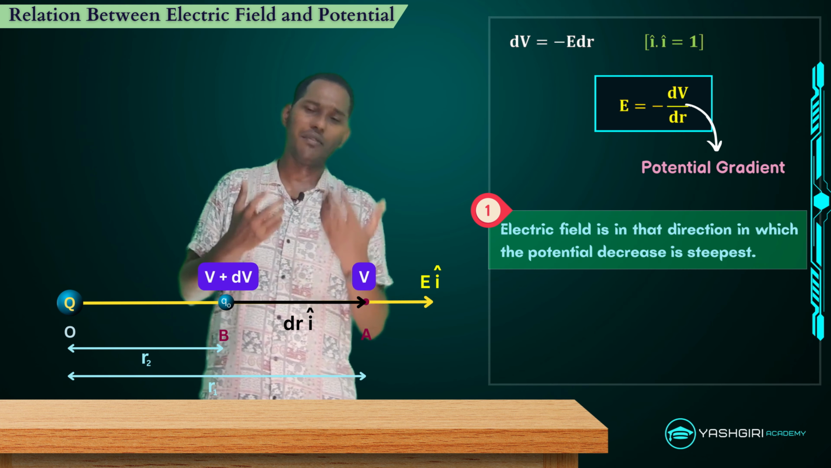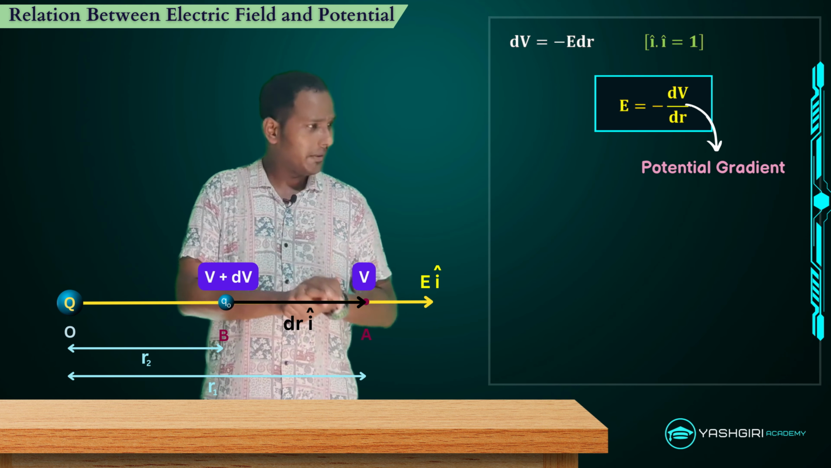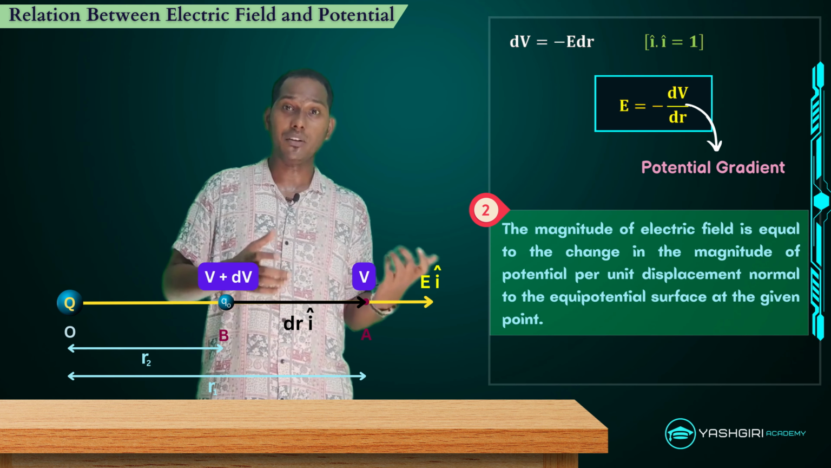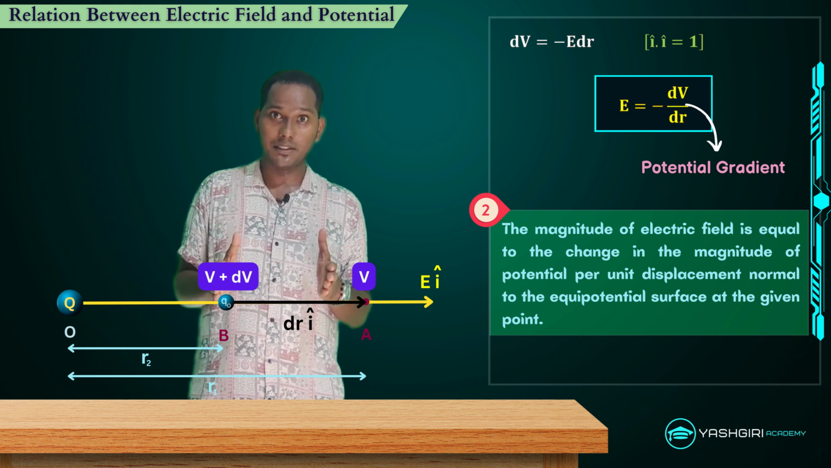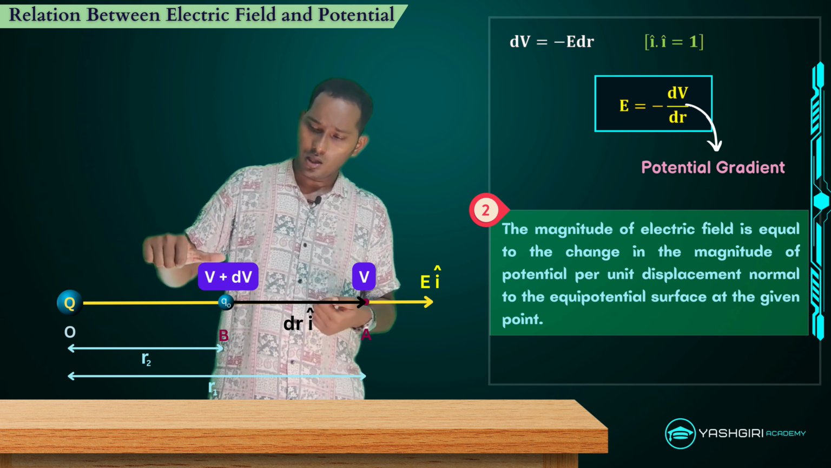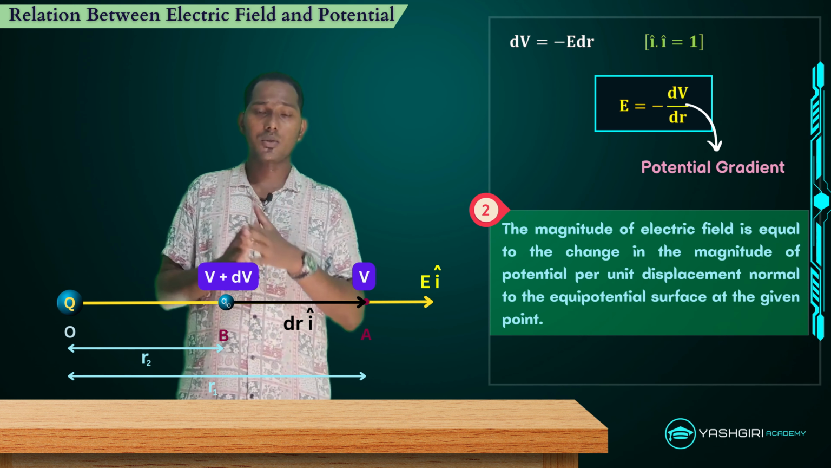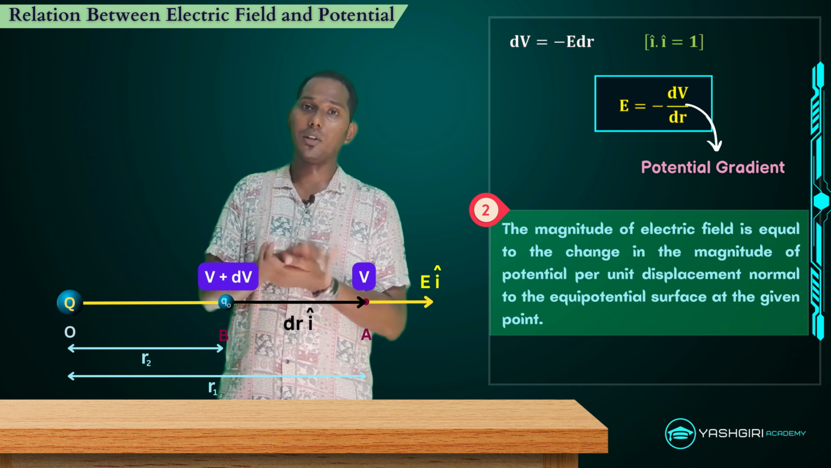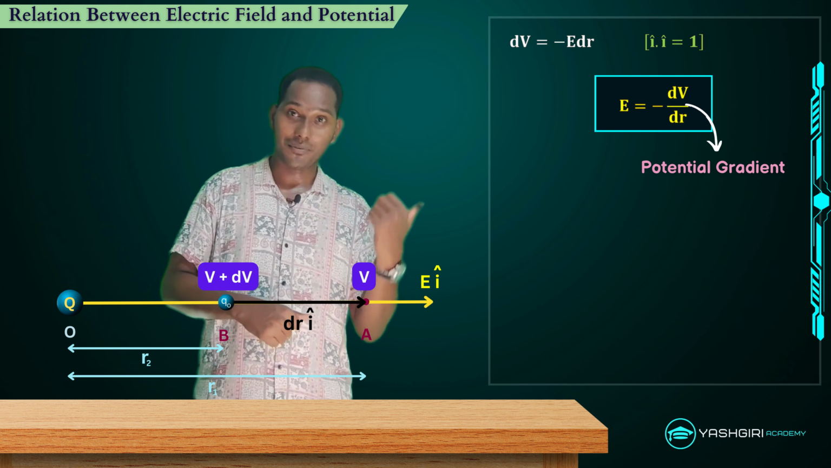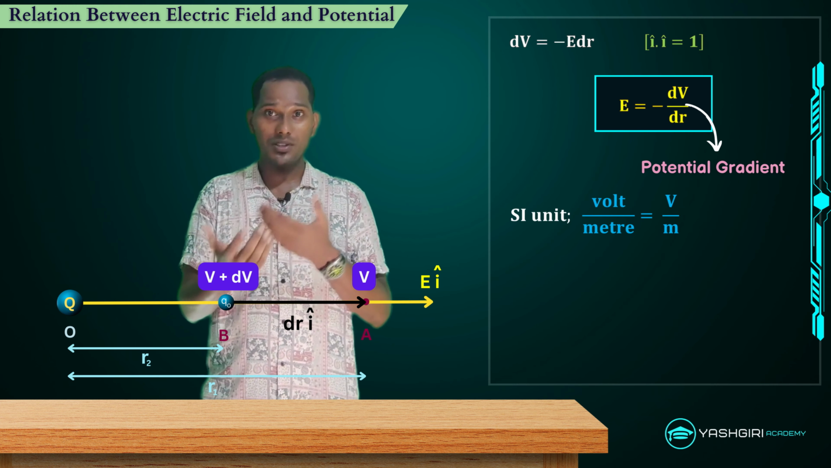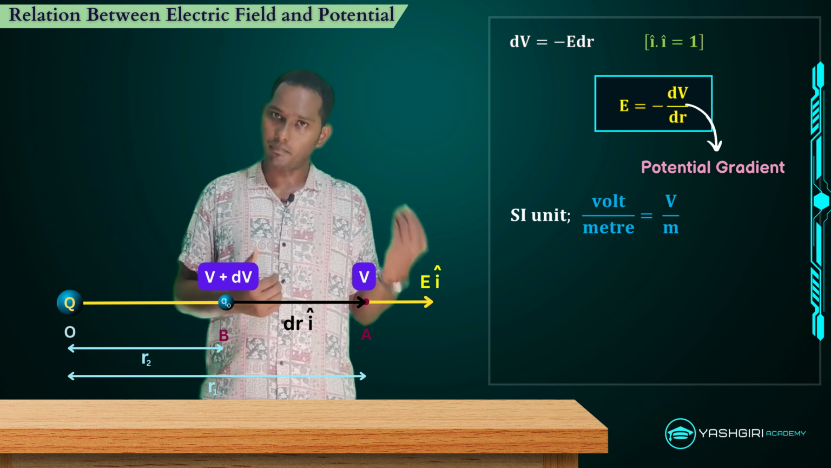Now second, students, if you want to know the magnitude of an electric field, it will be equal to the magnitude of the rate of change of potential per unit displacement, and that will be normal to the equipotential surface. These are the points that you should make a note of. Along with this, the SI unit of the electric field from this relation: potential is measured in volts and displacement is measured in meters, so it will be volt per meter.